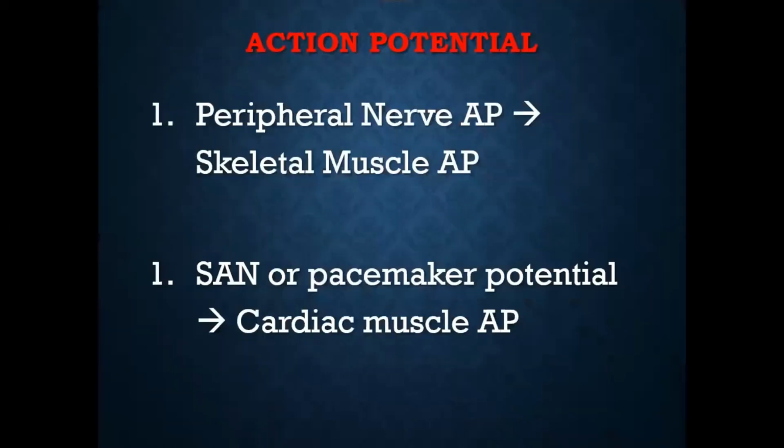So action potential, when we talk about action potential, you must understand there are two main different action potentials we need to know. One is peripheral nerve action potential, an action potential that is developed and propagated in a peripheral nerve that causes muscular contraction, which is skeletal muscle contraction. For that, you need a stimulus.